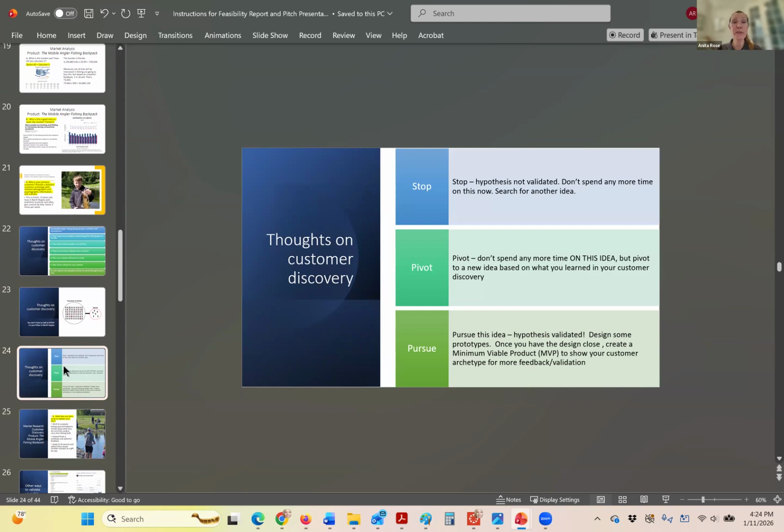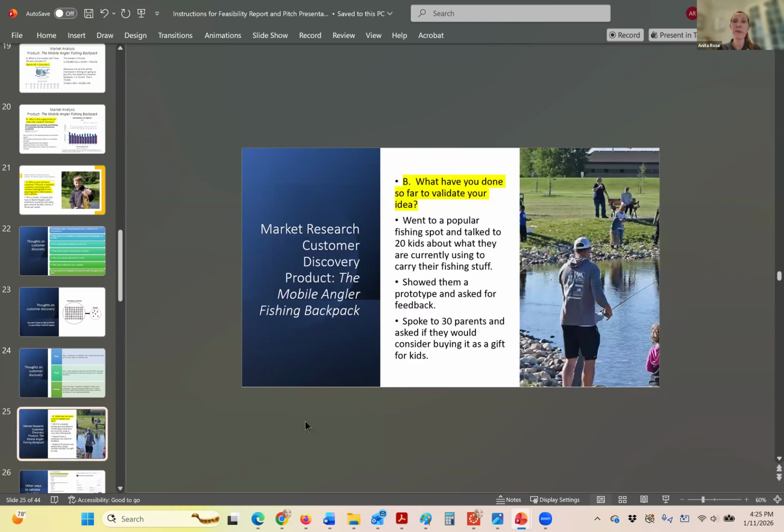So here, what we're going to do is find out if it is not, if people don't want it, well, then we just need to stop and start over and go with something else. If the idea is not working completely, but we can pivot and make some changes to it from the customer discovery information from our interviews, then we would do that. If we're encouraged by our customer discovery to go forward with it, well, then we will go forward. So what did we do?